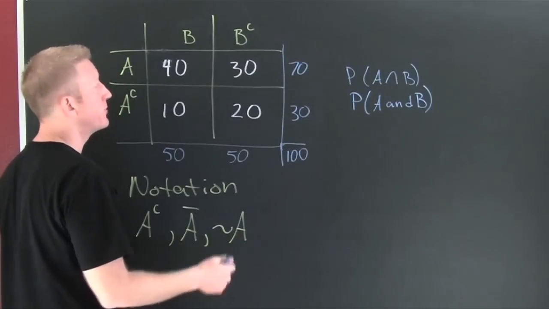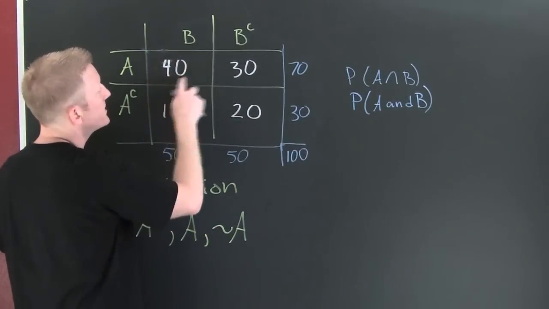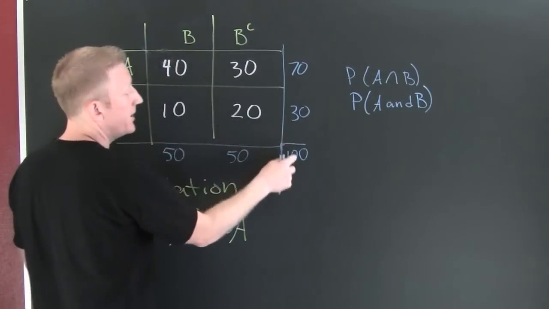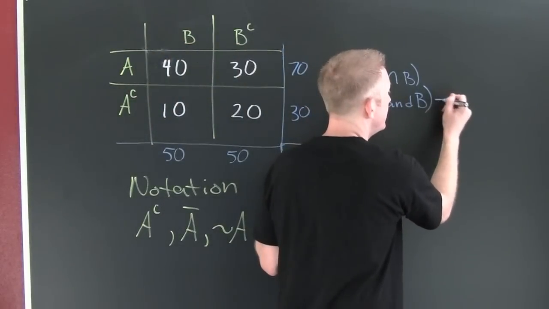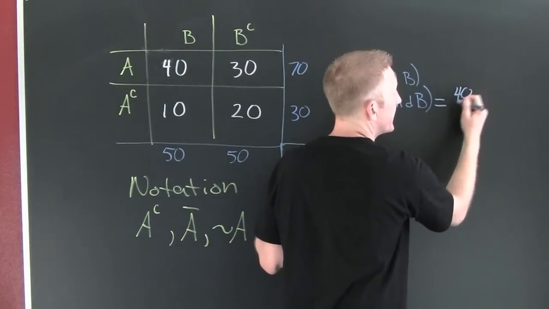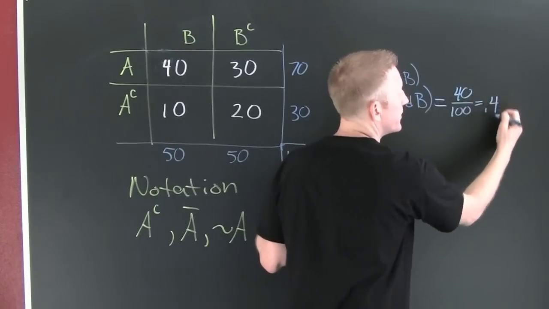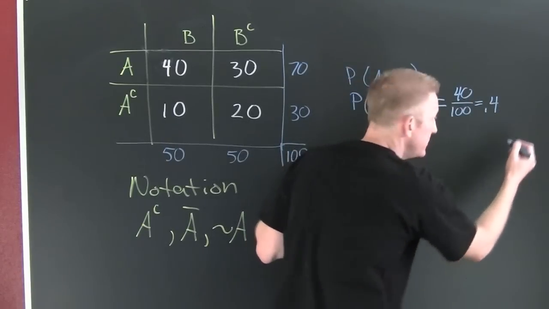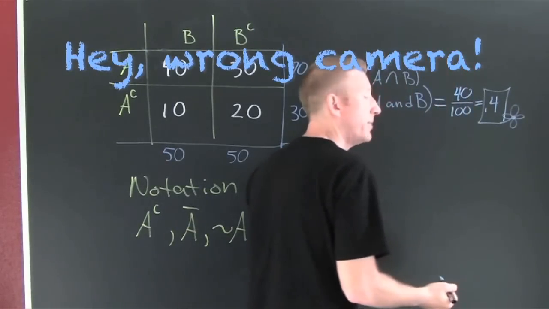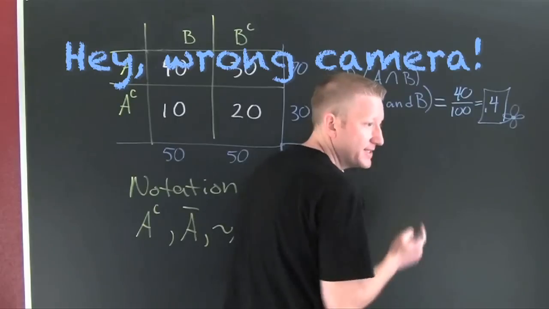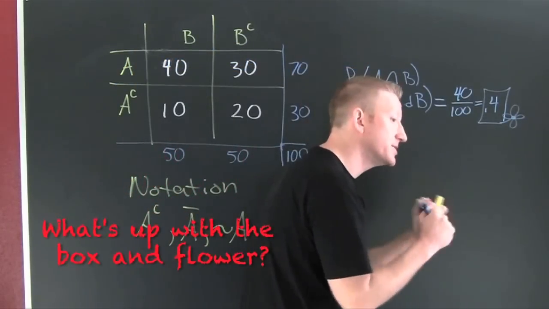So how do we find these probabilities? We're going to use the relative frequency approach. We're going to take the number of occurrences and divide it by the total number. So this is going to be 40 over 100, which is 0.4. So that's how you find joint probabilities, the probability of them happening together.